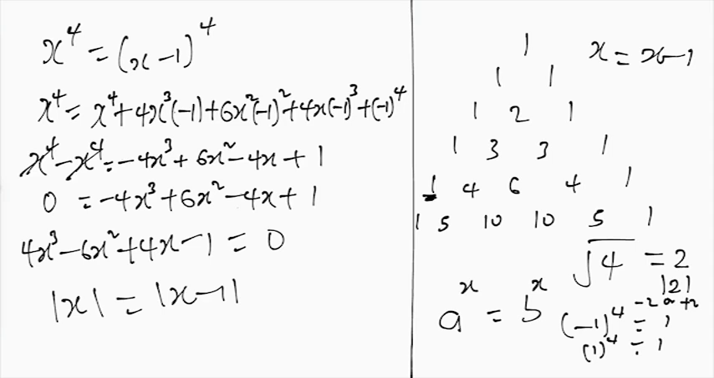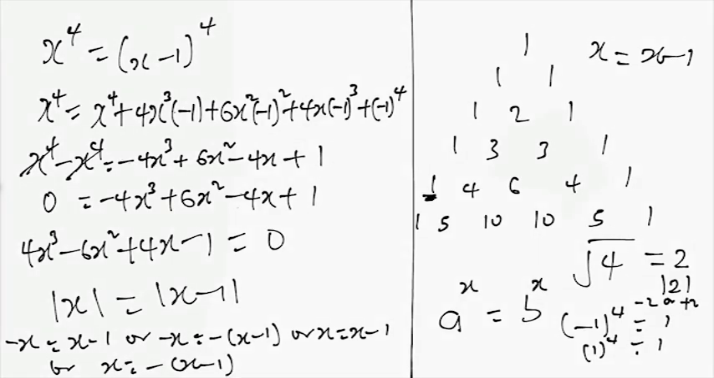Now from here, it means minus x equals x minus 1 or minus x equals minus x minus 1, because absolute value is talking about a combination of both the negative value and the positive value. It's just that we don't want to write it twice. So once you put the absolute value, it takes care of the two values we are talking about, both positive and negative. So either minus x equals x minus 1, or minus x equals minus x minus 1, or we can also have x equals x minus 1, or x equals minus x minus 1. Then we can solve these equations to arrive at one of the solutions.